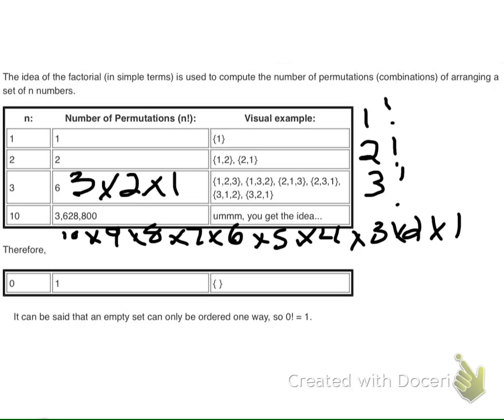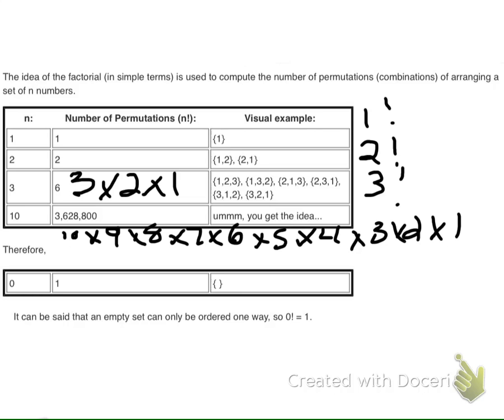So therefore, if you're looking at the ways to arrange 0, well, it can be said that an empty set, there's your empty set, can only be ordered one way, so 0 factorial equals 1. And that's something important for you to remember. 1 factorial equals 1, and 0 factorial equals 1. Okay, let's move on. More permutations.